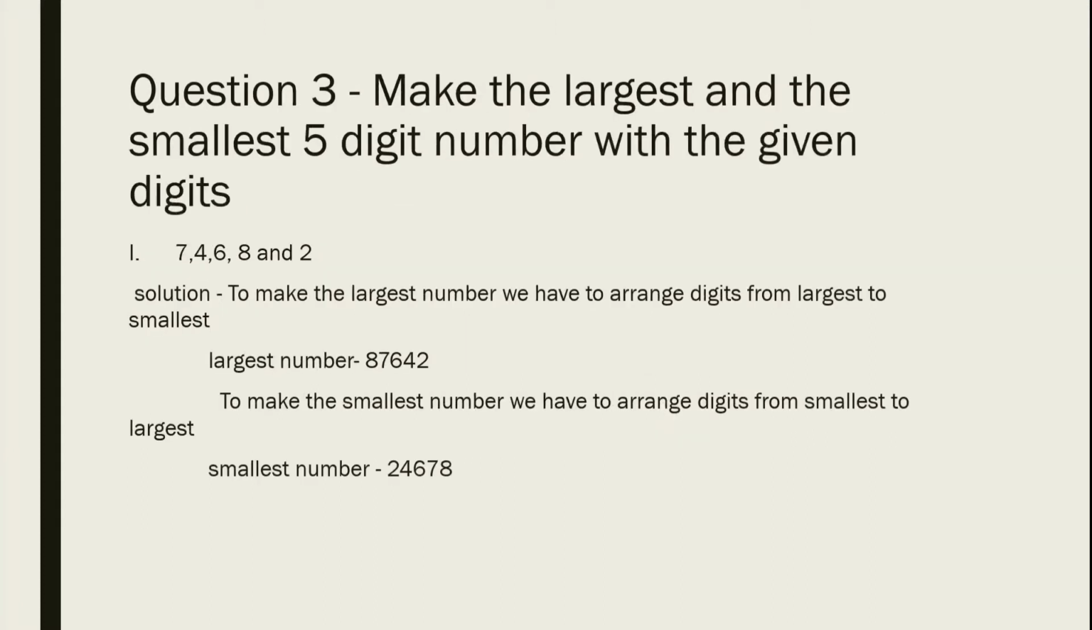Question number 3. Make the largest and the smallest 5 digit number with the given digits. Now these are the digits 7, 4, 6, 8 and 2. For the largest number we have to arrange digits from largest to smallest. So the largest number is 87,642. Now to make the smallest number we have to arrange digits from smallest to largest. Smallest number is 24,678.